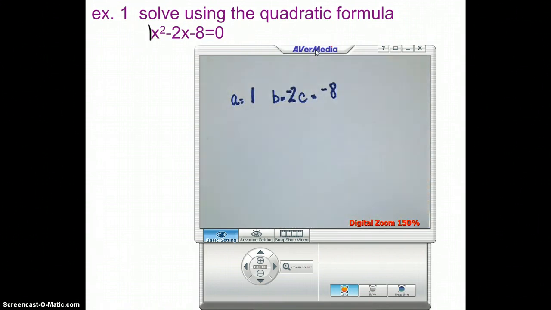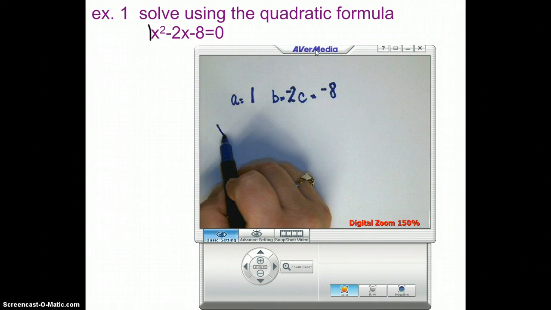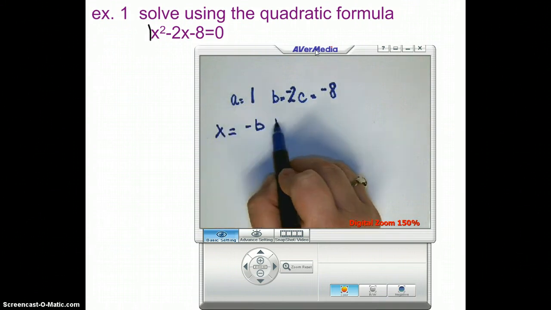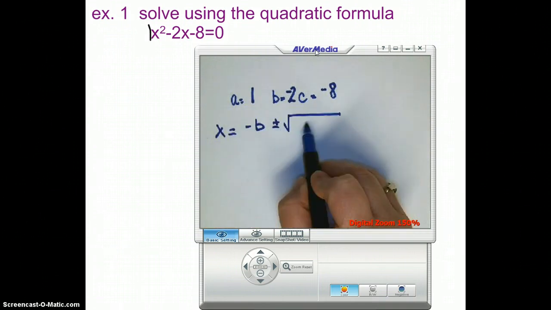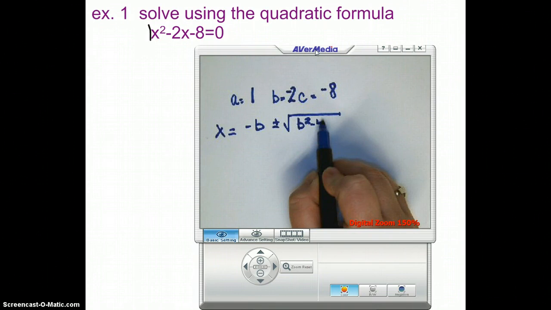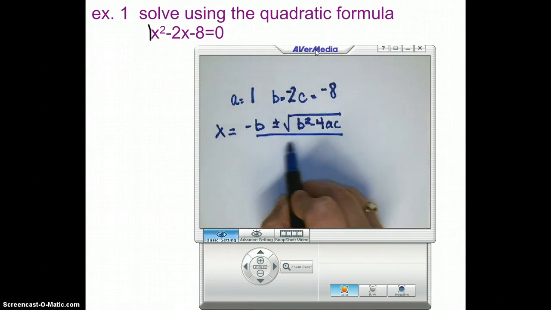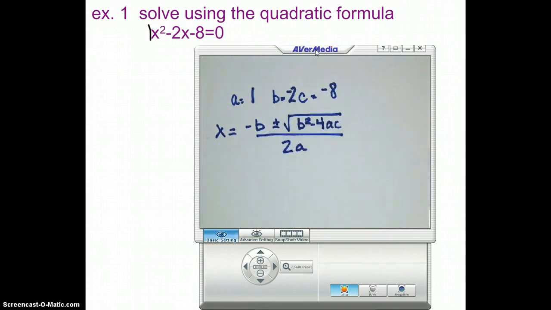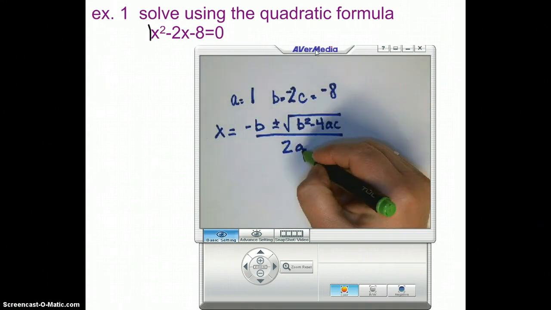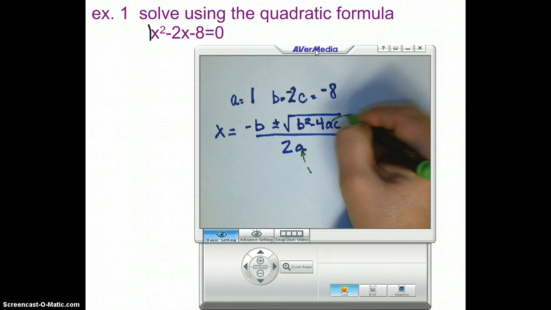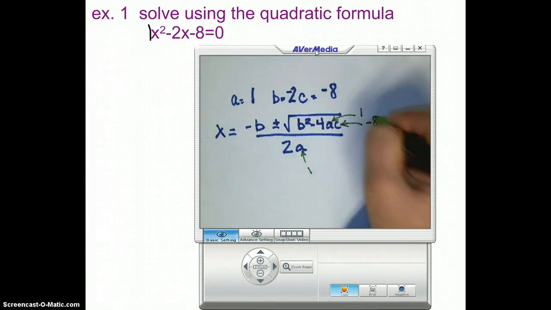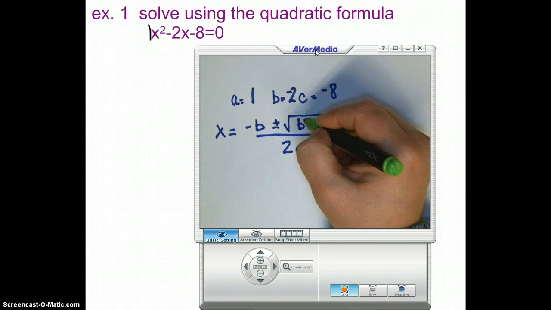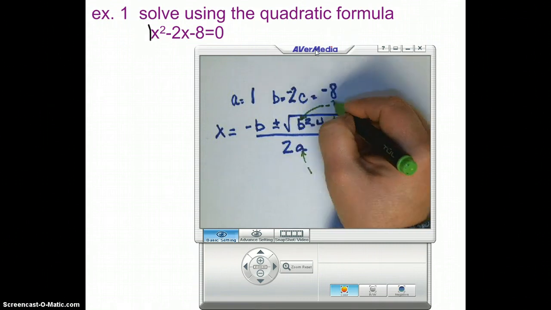So now my job is, in this equation that we were just talking about, to plug the values in where they need to go. Now I'm just going to choose a different color so you can see this. But wherever these A's are at, I'm going to put a 1 in here. C is negative 8. My B value right there is negative 2.